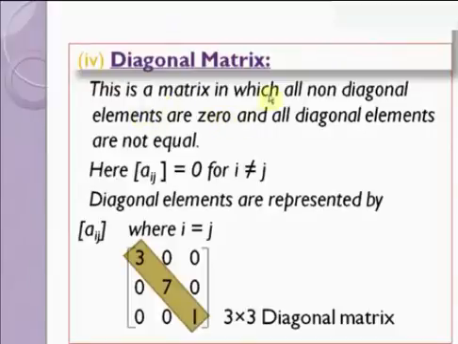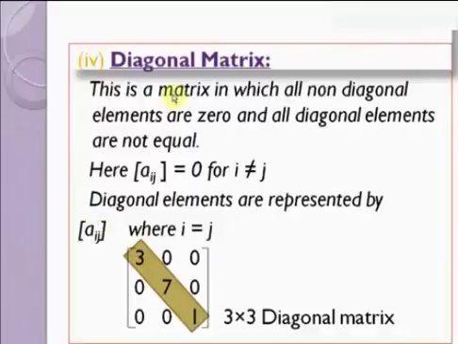This is a matrix in which all non-diagonal elements are 0 and all diagonal elements are not equal. Now for example, we consider this matrix. It is a 3 cross 3 diagonal matrix. Now what we see here is these represent the diagonal elements, that is 3, 7, 1. And here what we see is that a diagonal element is aij, where i is equal to j. So any element where i is equal to j is a diagonal element.